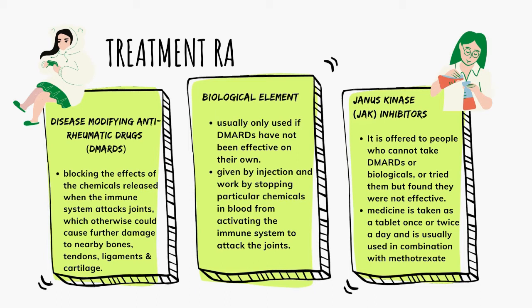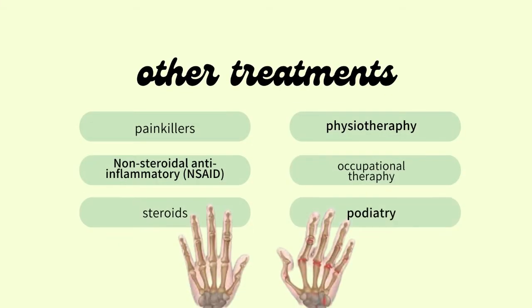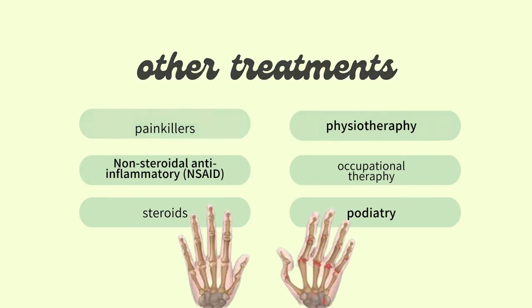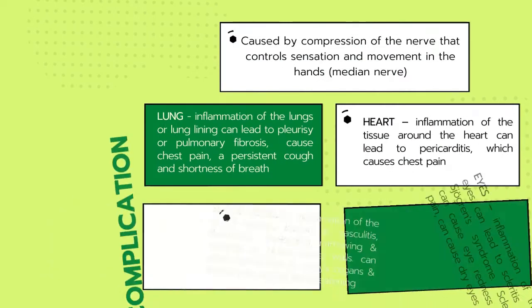The last one is Janus kinase, JAK inhibitors. It is offered to people who cannot take DMARDs or biologicals, or tried them but found they were not effective. This medicine is taken as a tablet once or twice a day and is usually used in combination with methotrexate, which is a drug in DMARD. The other treatments are painkillers, non-steroidal anti-inflammatories, steroids, physiotherapy, occupational therapy, and podiatry.